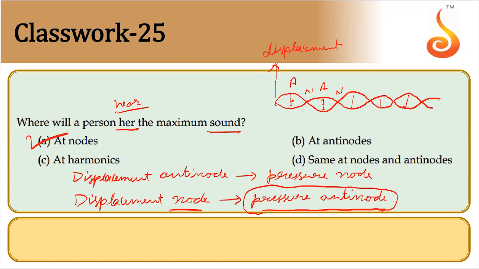So it should be A. So make a note of this. Displacement antinode is pressure node and pressure antinode is displacement node.